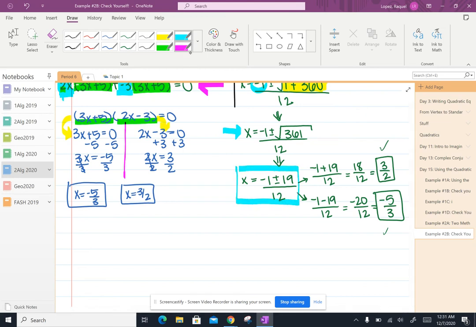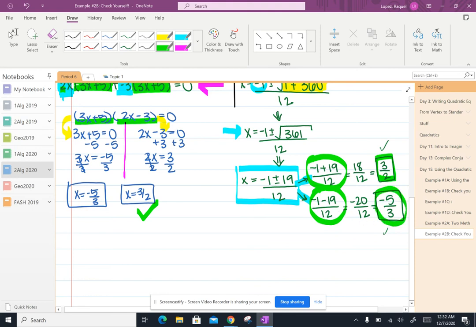Now, from right here, you can see the two different solutions that we're going to end up getting. So one of my solutions is going to be -1 plus 19 all over 12. And you can see that when I simplify this answer, I end up with 3/2, which is what I ended up with over here when I factored as well. On the bottom, I did -1 minus 19 divided by 12. When I simplified that, I got -5/3, which is also what I ended up with here.